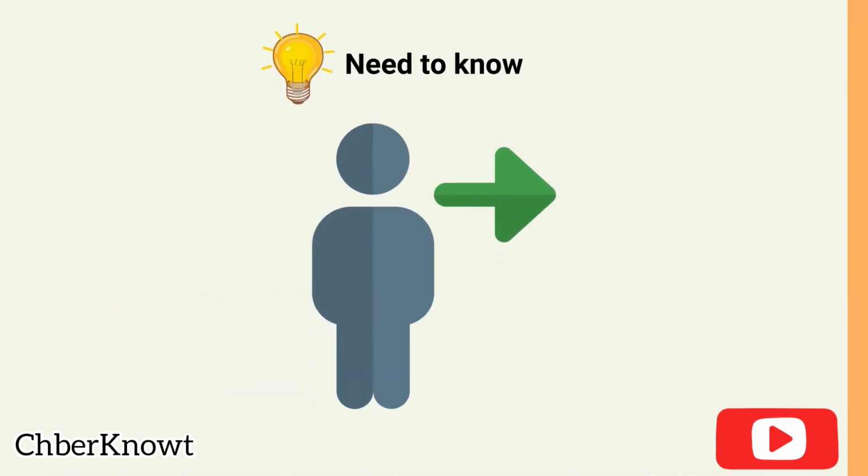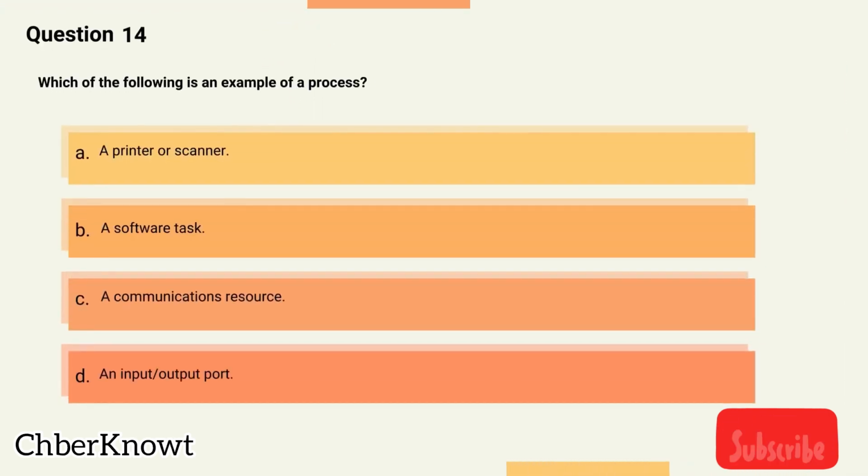Explanation. The purpose of granting appropriate levels of access to authorized personnel and processes is to ensure that they can access services and resources necessary to perform their job functions or tasks, while also protecting sensitive or confidential information. Question 14. Which of the following is an example of a process?